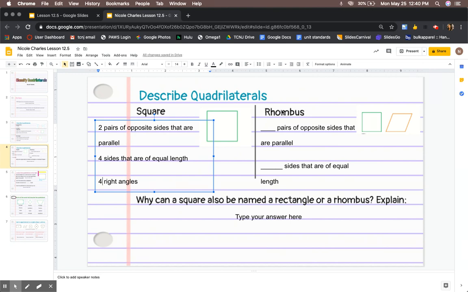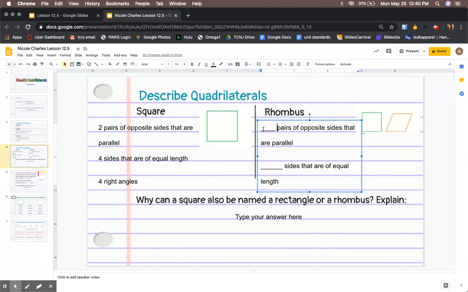The last quadrilateral that we're going to talk about is a rhombus. Let's click here to answer these questions. Blank pairs of opposite sides that are parallel. Let's see, how many pairs of opposite sides are parallel? Well, we have 1, 2. So it's 2. And blank sides that are of equal length. Let's see, 1, 2, 3, 4.